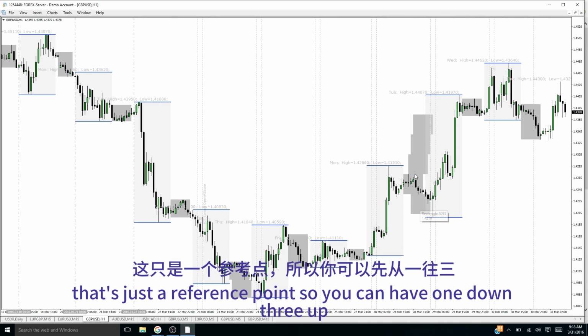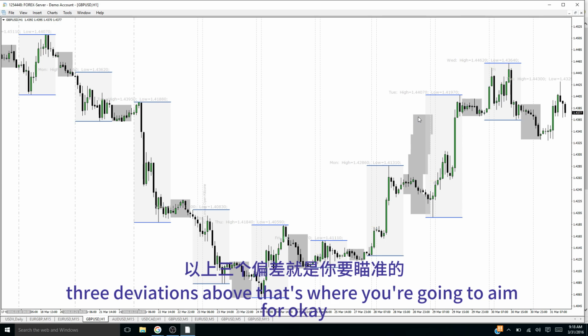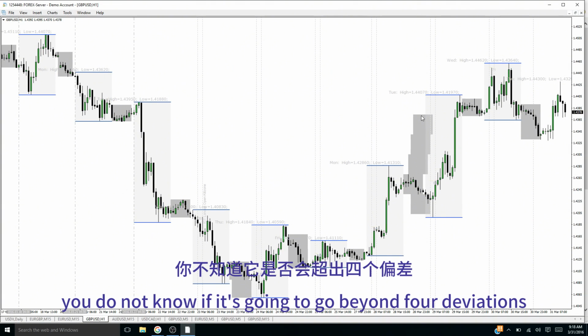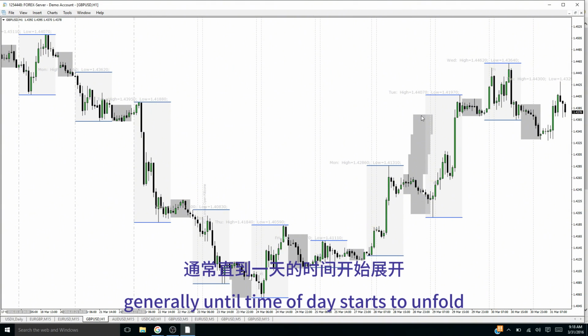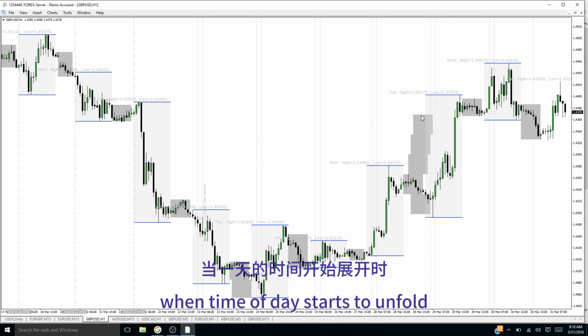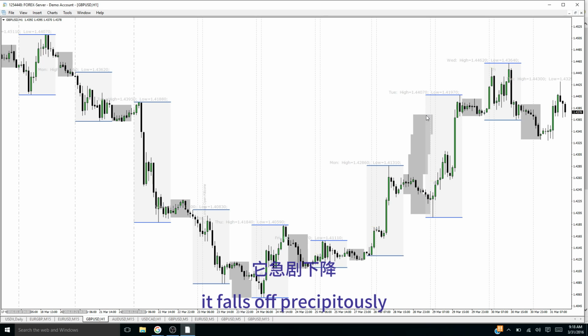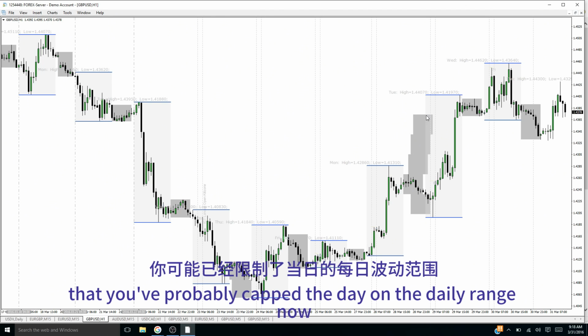So you're going to have 1 down, 3 up. 3 deviations above, that's where you're going to aim for. Okay, you're going to aim for that. You do not know if it's going to go beyond 4 deviations generally until time of day starts to unfold. When time of day starts to unfold, when we start getting into 10:30, and we're sitting here, okay, around 10:30, it falls off precipitously that you probably capped the day on the daily range.